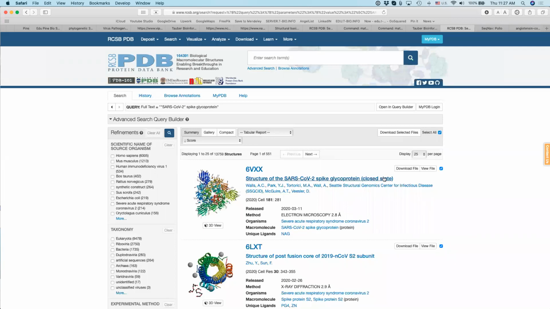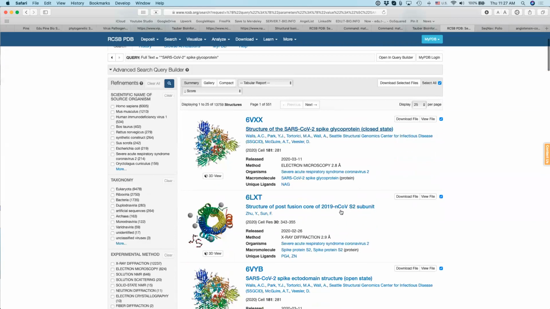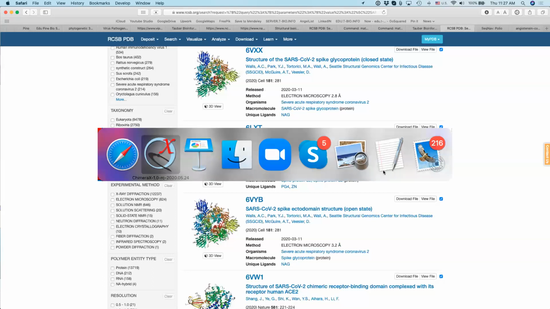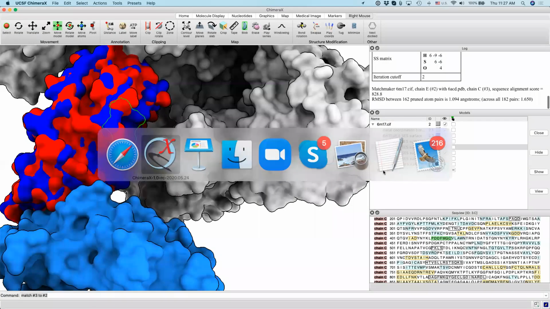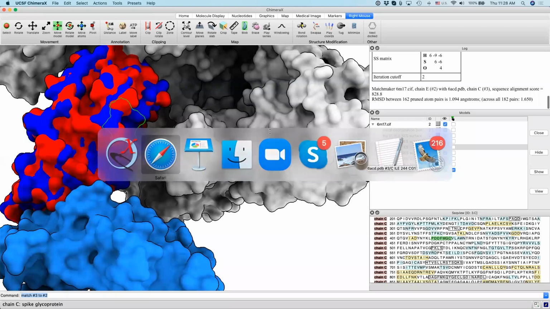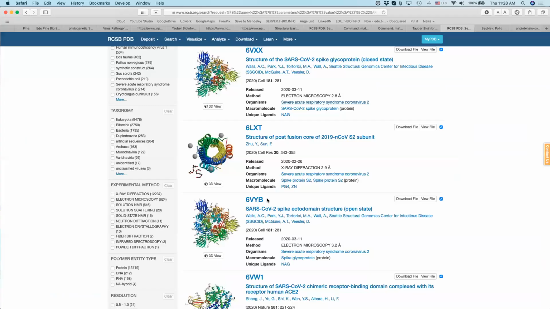Okay, so you can see the structure of the closed state and the open state. You could take 6VYB and 6ACD and compare those together, and then you will see how they align. Or you can take 6ACD and map it to the ACE2, and then take the same thing with 6VYB and 6ACD. Those are some of the ways that you could compare.